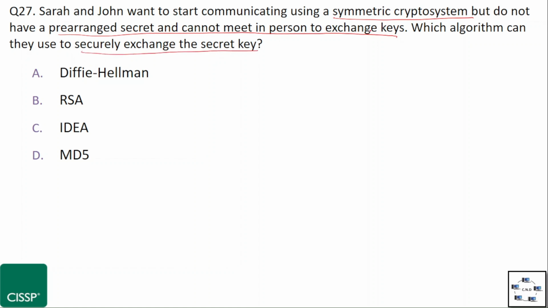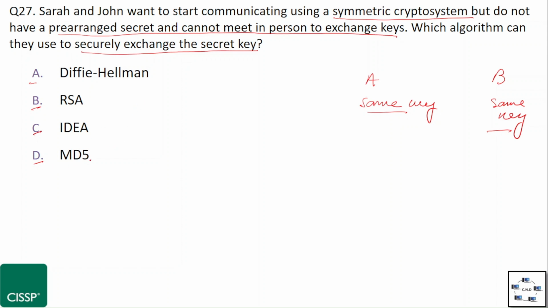So remember, in symmetric algorithms, both the sender and receiver are the parties. Let's suppose we have two parties, they have the same key. The same key is used for encryption as well as decryption. So the problem with this symmetric algorithm is how to exchange this key. This question is about the exchange of this same symmetric key, and the options are option A, Diffie-Hellman, option B, RSA, option C, IDEA, and option D, MD5.